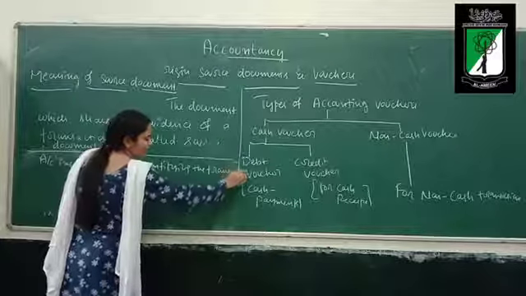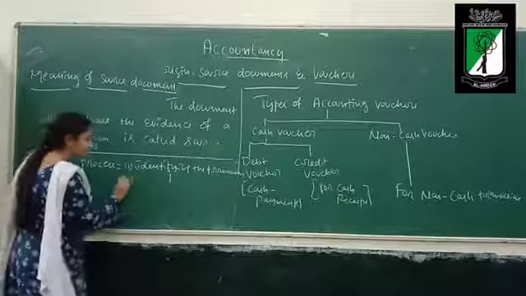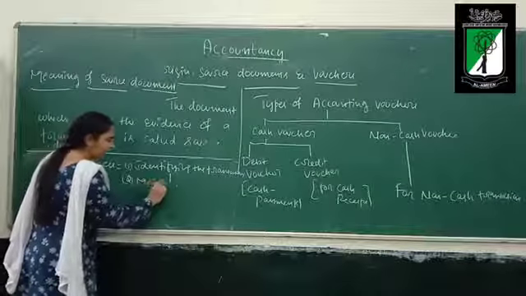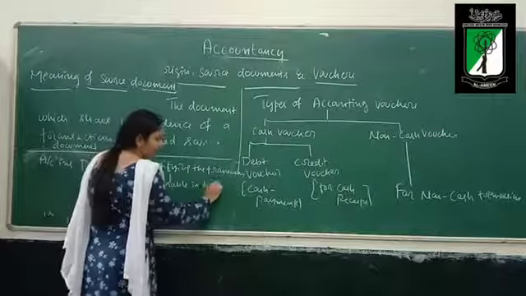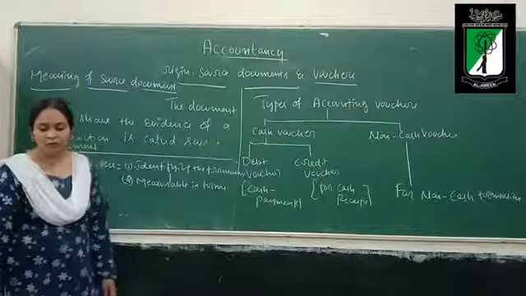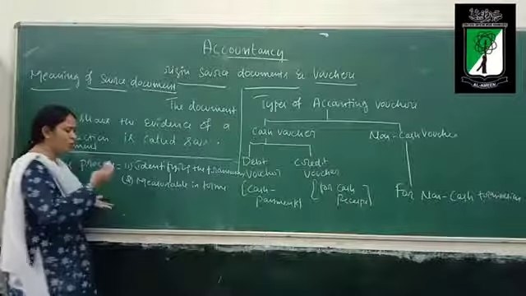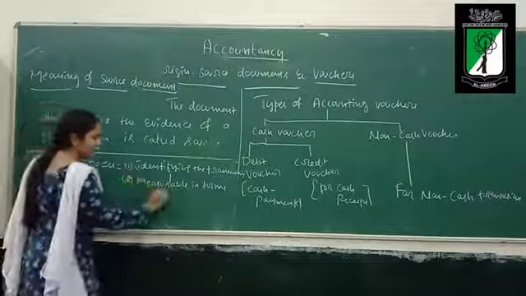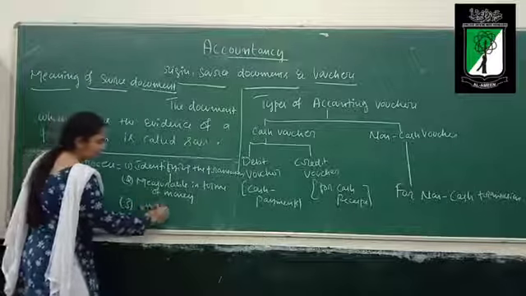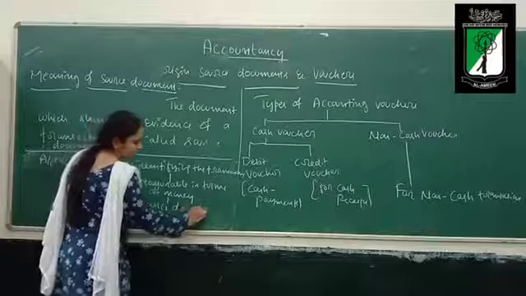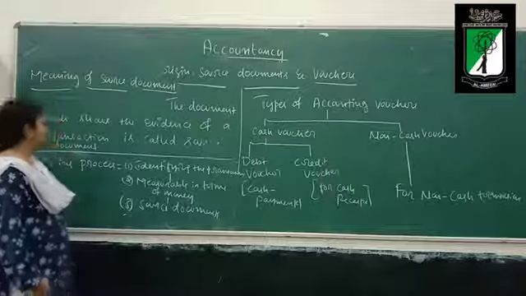The transactions which are measurable in terms of money. These are identified under accounting. So how does the accountant measure the transaction in terms of money? He does this with the help of the source document. What is the source document?